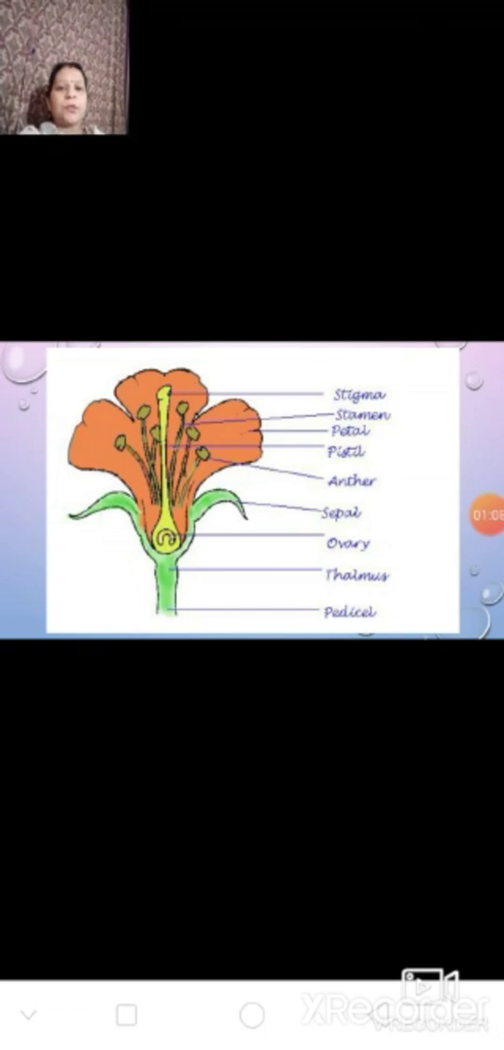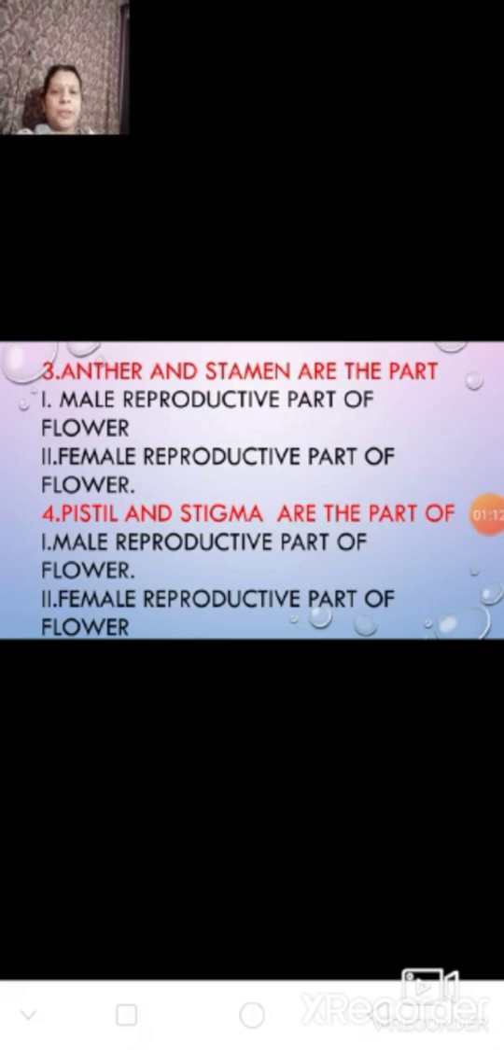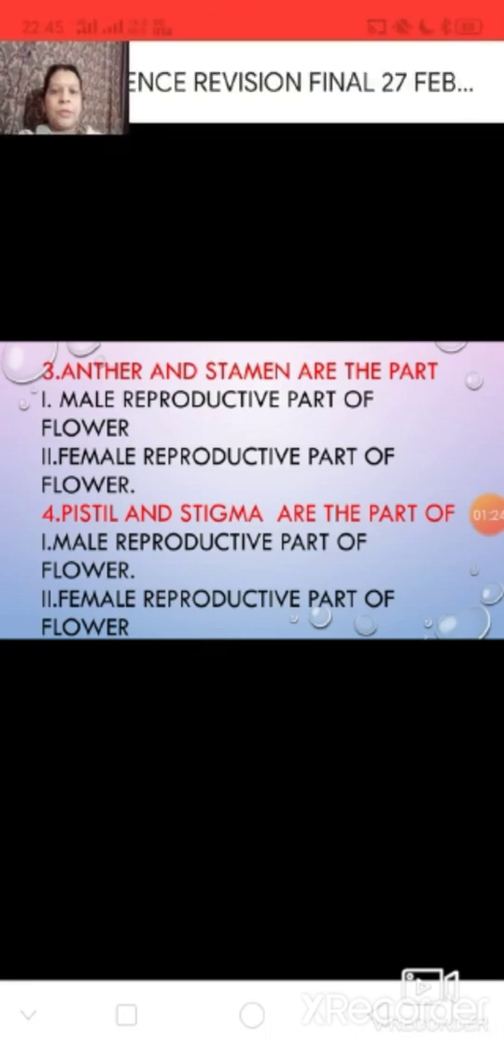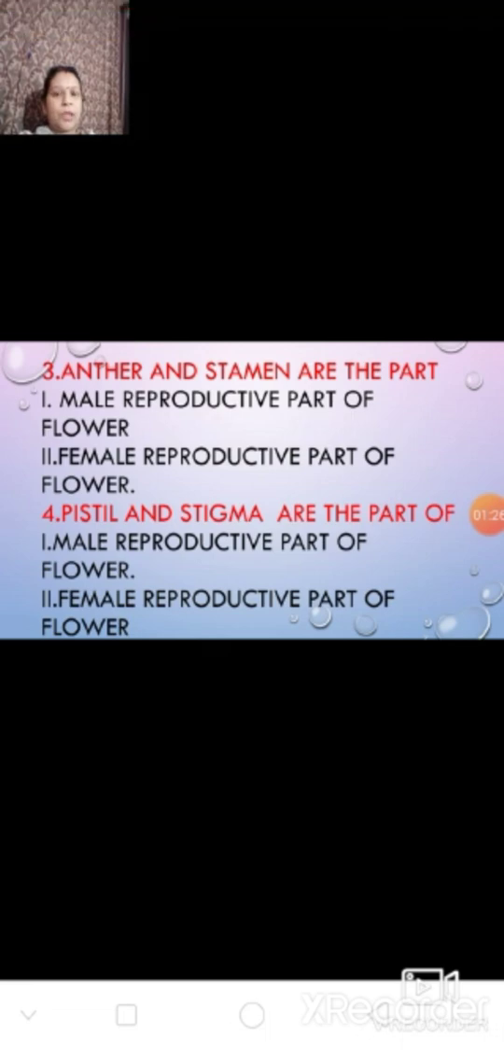Here you can see the figure of a flower. So, with the help of this, questions are there. Anther and stamen are the part of a flower. So, whether they are included under the male reproductive part of the flower or under the female reproductive part of the flower. Second one, pistil and stigma are the part of the flower. Again, you have to tell whether they are under the male reproductive part or the female.